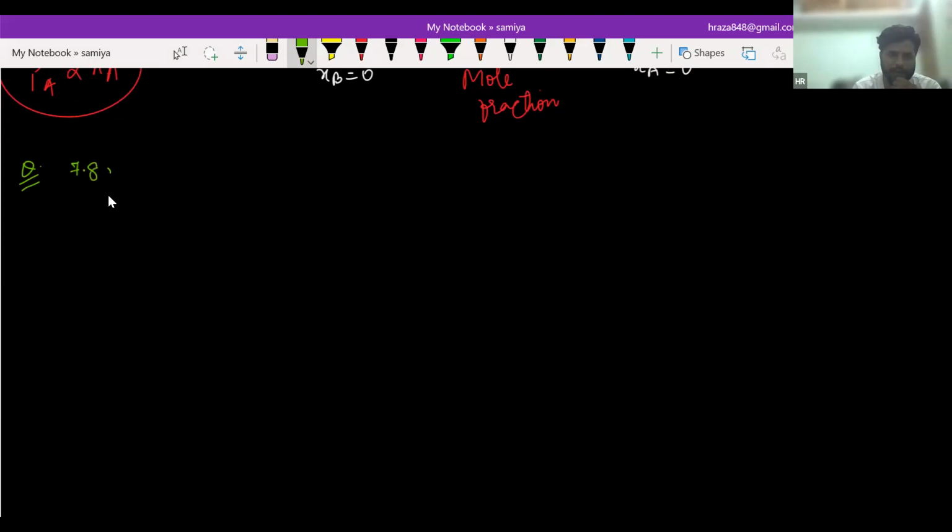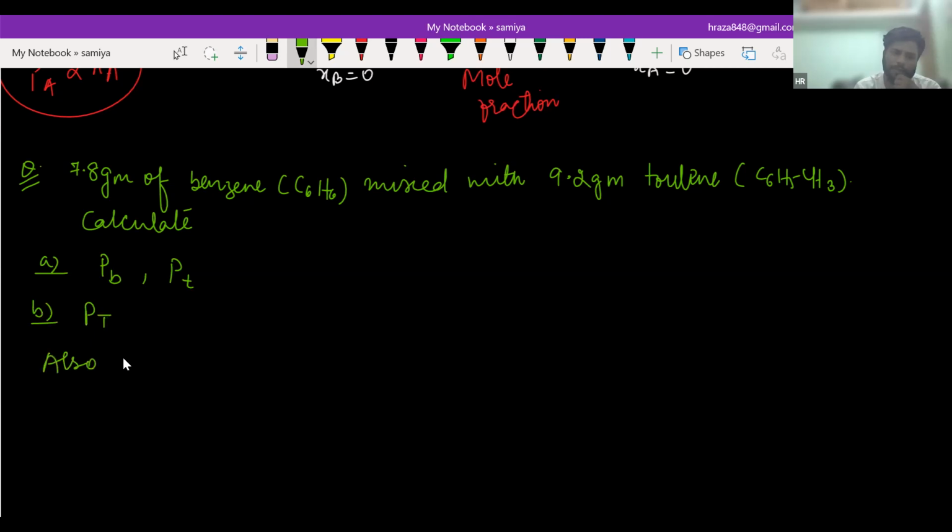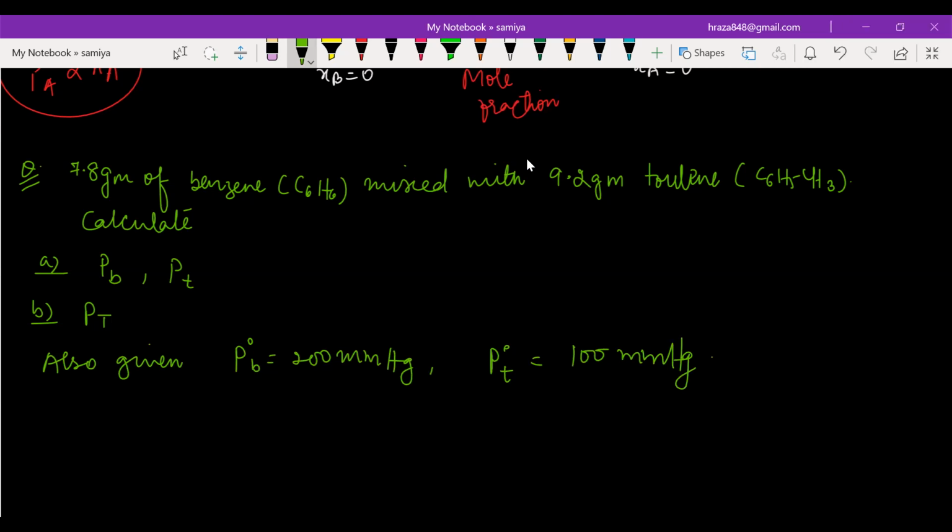The question is basically: 7.8 gram of benzene, that is C6H6, mixed with 9.2 gram toluene, that is C6H5CH3. Calculate partial pressure of benzene, partial pressure of toluene, and total pressure. Also given, pure pressure of benzene is equal to 200 mmHg, and pure pressure of toluene is 100 mmHg. Please do this question. I want correct answers.